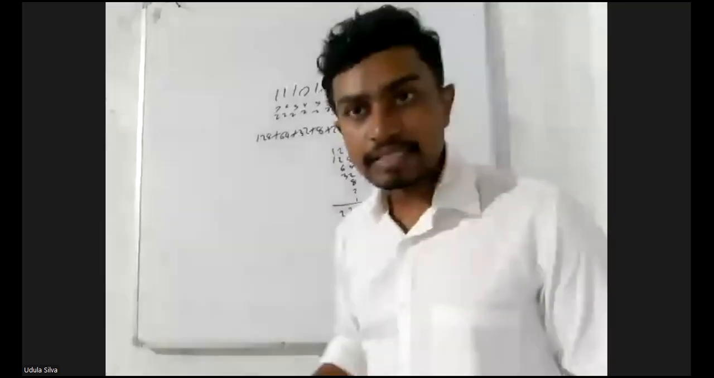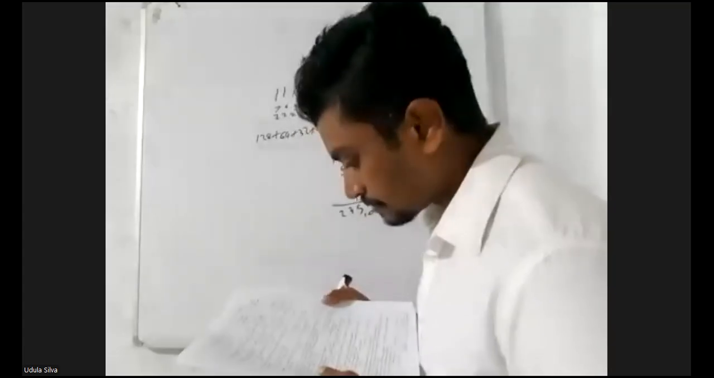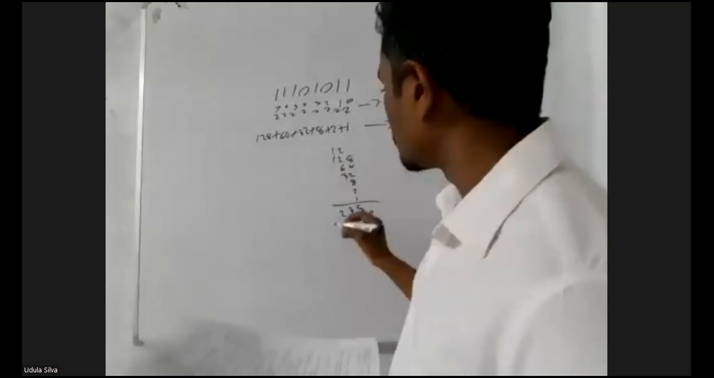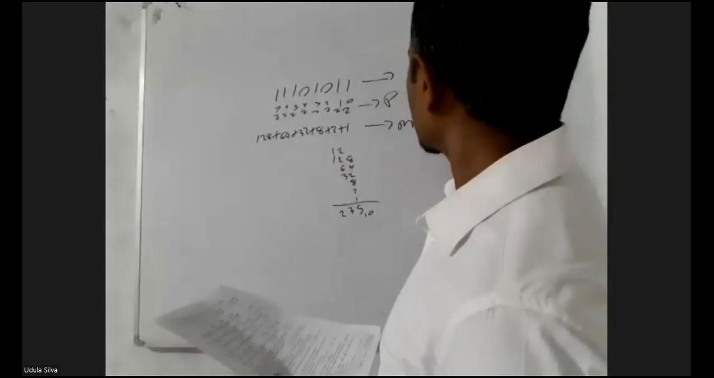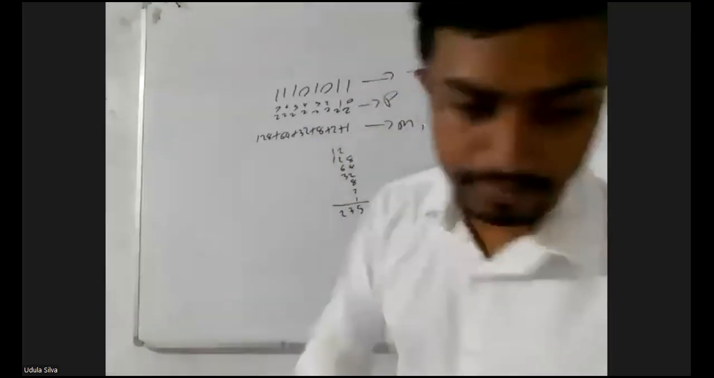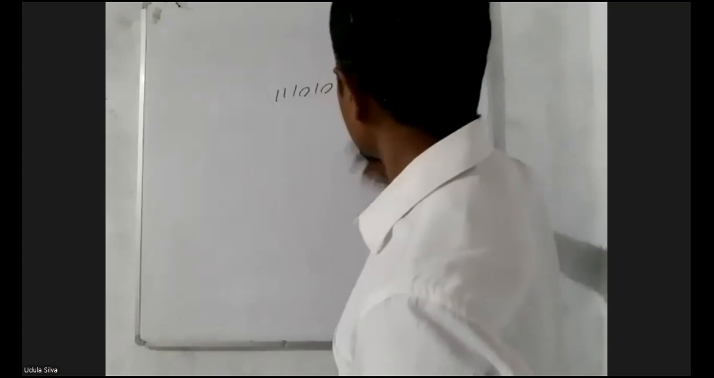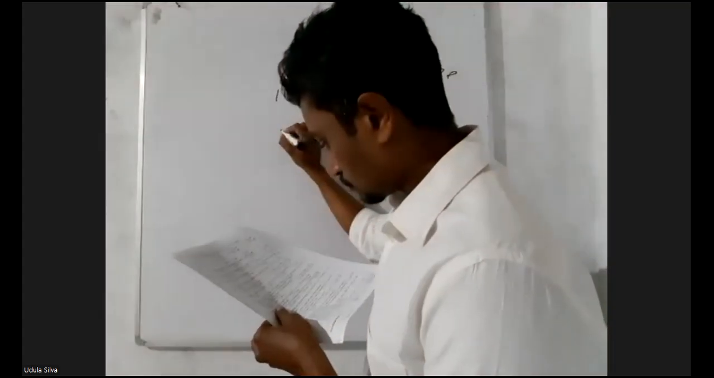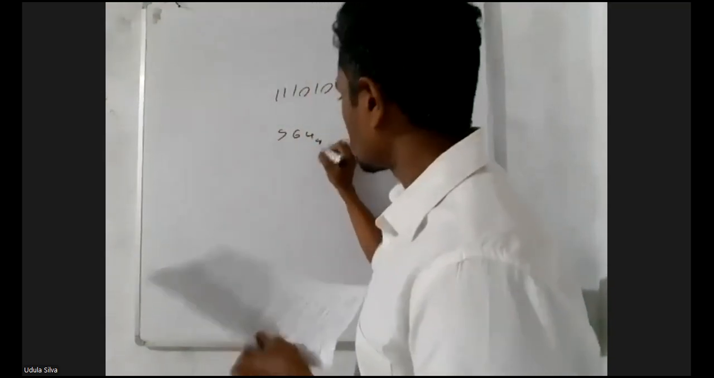So the binary is equal to 235 in decimal. Right, let's convert the octal into decimal now. Let's convert the octal 564.